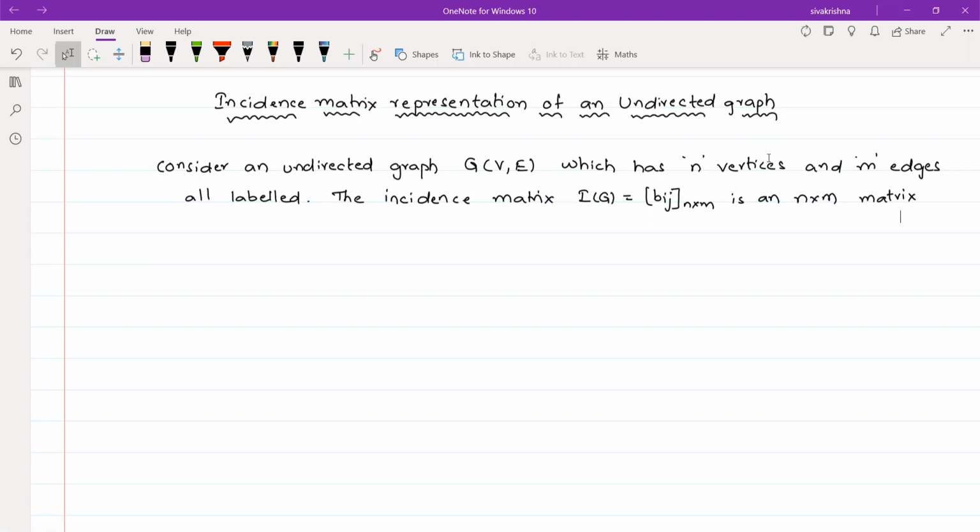Then the incidence matrix I of G should be an n by m matrix. It means we have to consider the vertices as rows and edges as columns in the respective incidence matrix. Now we have to construct the matrix over vertices and edges, whereas in the adjacency matrix, we constructed the matrix over vertices only. So for understanding, I am giving you one example.